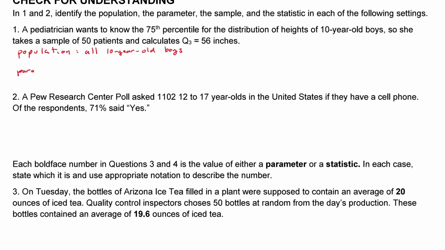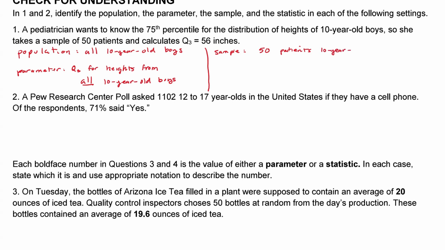And what's the parameter? Well, the parameter would be the Q3 score for heights from all 10-year-old boys. Now, that'd be a very difficult thing to get a hold of. So because that's hard to get a hold of, let's talk about the sampling that she did. What was the sample? Well, it was the 50 patients. Now you can argue whether that's a good sample or not, but the sample was the 50 patients that were 10-year-old boys. And what was the statistic? Well, the statistic was that Q3 score that she got, 56 inches, the Q3 score from those 50 10-year-olds.